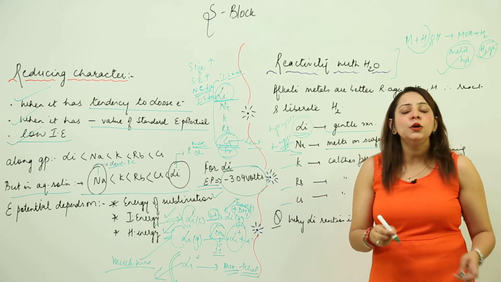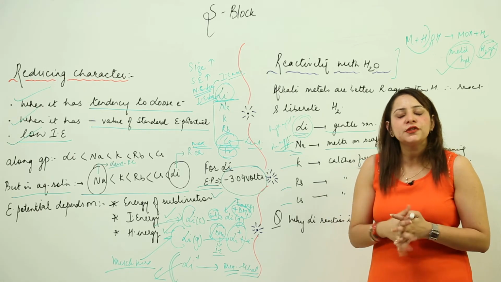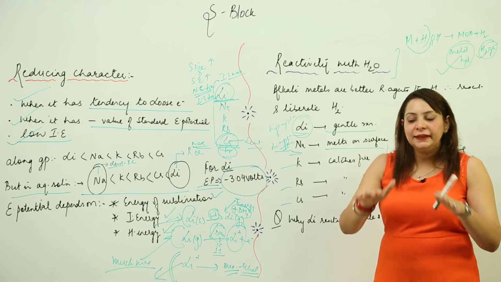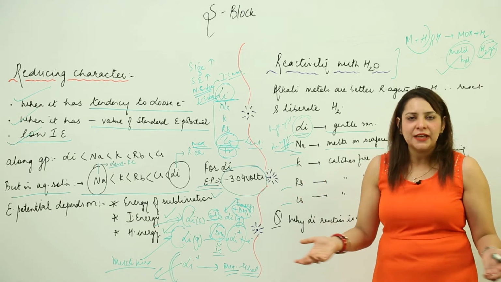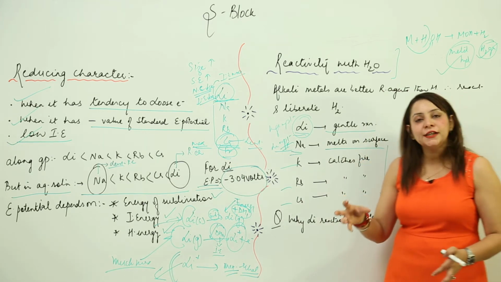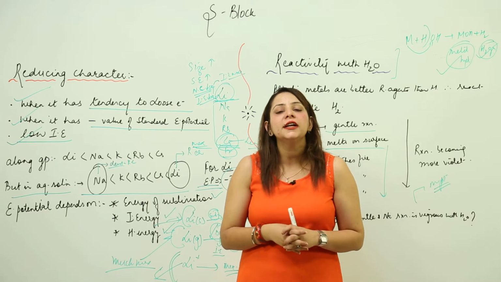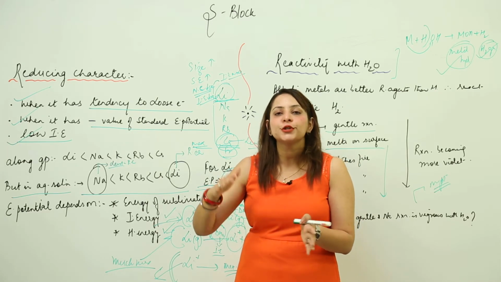So what happens when you add sodium to water? The heat of reaction is sufficient to melt the sodium. That is why it melts on the surface and sometimes catches fire. But when lithium is added to water, the heat of reaction is not sufficient to melt it. Therefore, it reacts gently and its reaction is not so violent.